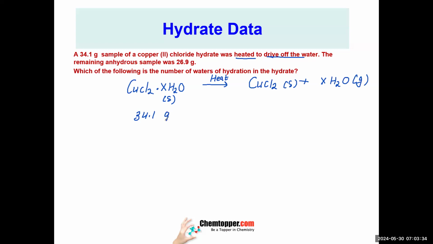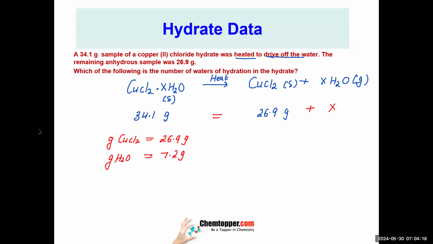Okay, now they started with 34.1 grams of this and they are left with 26.9 grams of this. Can you work out the mass of water which was driven off? Can you work out this mass of water using the law of conservation of mass? Yes. So the grams of CuCl2 is given to me. I know it from the question. And the grams of H2O is also given to me, which I think both of you calculated as 7.2 grams.